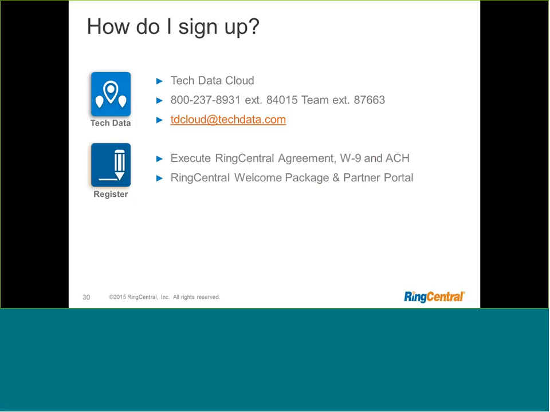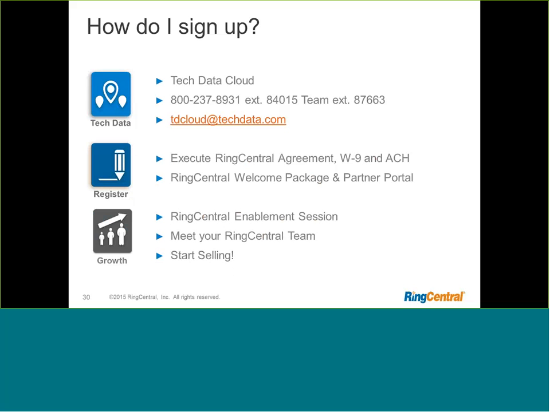So once you say you want to get set up, we send over a RingCentral agreement. You just DocuSign it, upload your W-9 and ACH form. And then from there, we send you an email welcome package, information for the partner portal, and we'll take you through an onboarding session. And we'll take you through that enablement session, make sure you have your correct contacts with RingCentral set up, and then just start selling. There's no minimums or quotas or costs to be a partner. Really, if you're on the webinar today, it's probably something you're already thinking about.